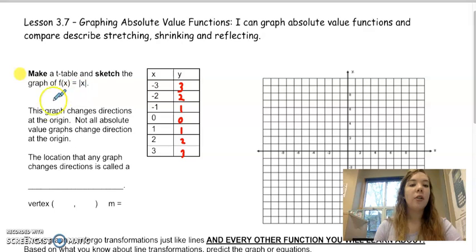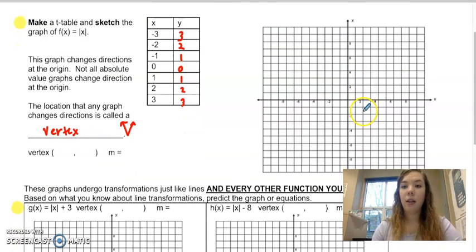This graph changes directions at the origin. Not all absolute value graphs change direction at the origin. The location that any graph changes direction is called the vertex. Okay, so they will all change direction. They have a V shape. So let's go ahead and plot this one.